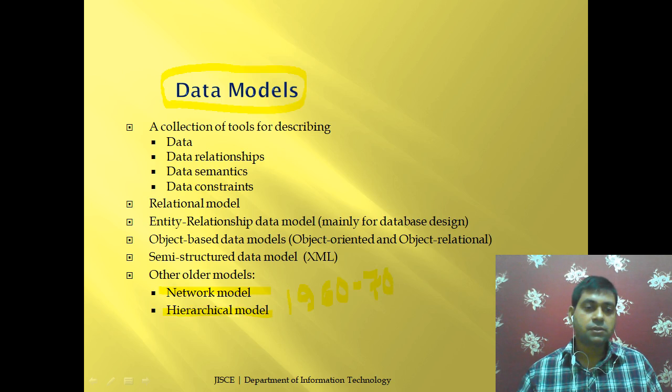But that was a very early stage, and after that, in 1970 to 1980, the relational model came into picture. Side by side, the entity relationship model, then the object oriented and object relational model came, and there is also something called the semi-structured data model, that is XML, that came into picture later. Now what do these data models comprise of: there is data, there is relationship between data, data semantics is there, and the constraints are also there. So this is the overall discussion on data model.